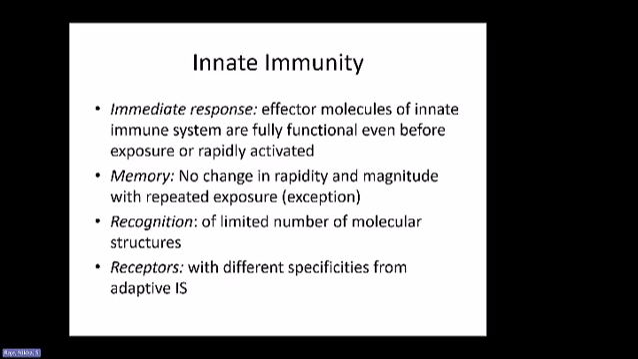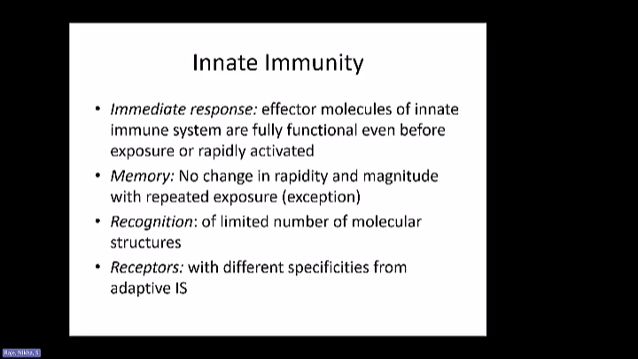There is no memory as such. There might be some memory for the innate immune system, but overall, there is no change based on that memory in how quickly it would respond and how big of a response it's going to provide. So that consistently stays the same every time the innate immune system is activated. And then the innate immune system has the capability of recognizing only a limited number of molecular structures. And that's the base of how innate immunity works.